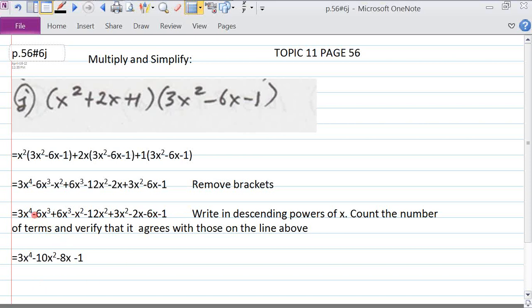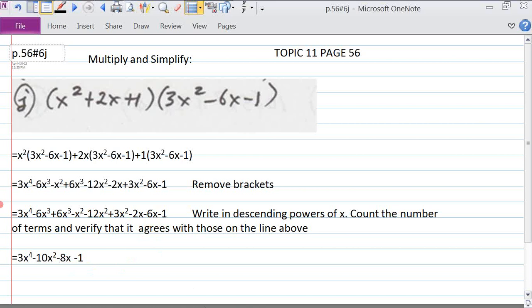And when we add minus 6x cubed plus 6x cubed, we get 0. So there is no x cubed term because they sum to 0. Minus x squared minus 12x squared gives us minus 13x squared, plus 3x squared gives us minus 10x squared. So these terms sum to minus 10x squared. The minus 2x minus 6x gives us minus 8x, and we're left with a minus 1.